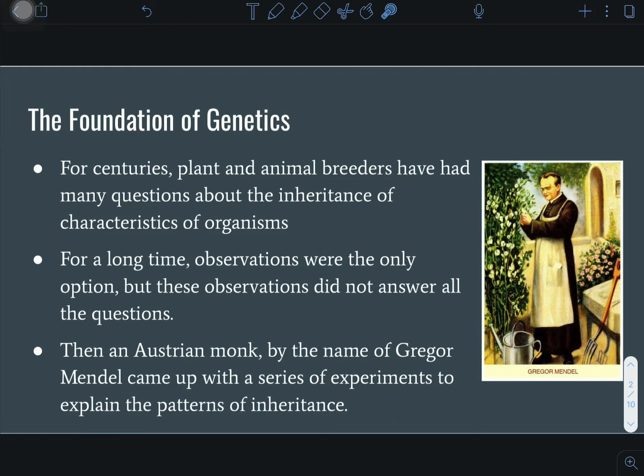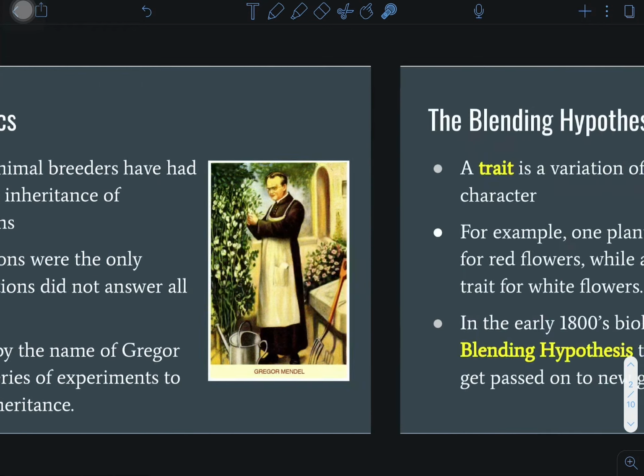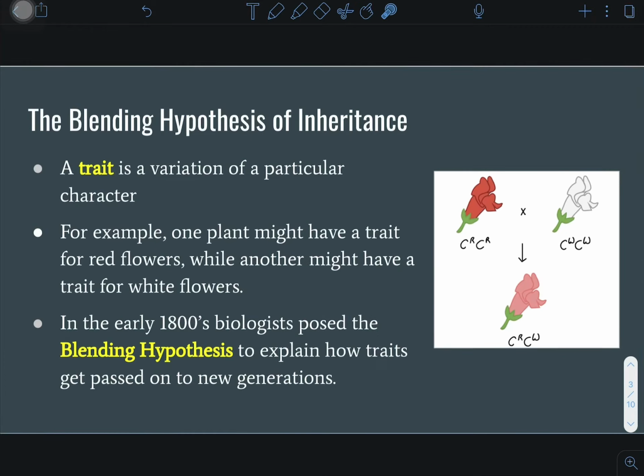And then this guy, Gregor Mendel, who was an Austrian monk, so he was studying to be a priest, or was a priest, I guess, came up with a series of experiments to explain how things get passed on from one generation to the next, or to explain these patterns of inheritance. So prior to Mendel, there was this idea called the blending hypothesis of inheritance.